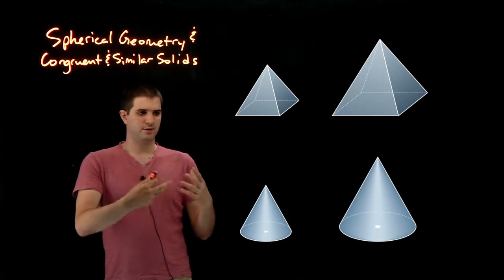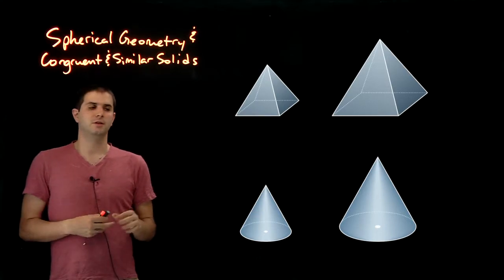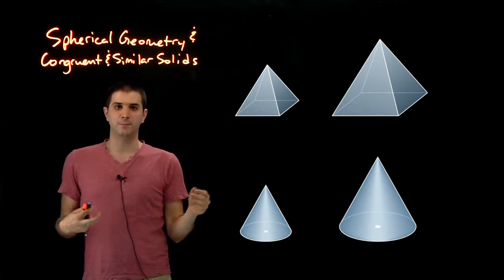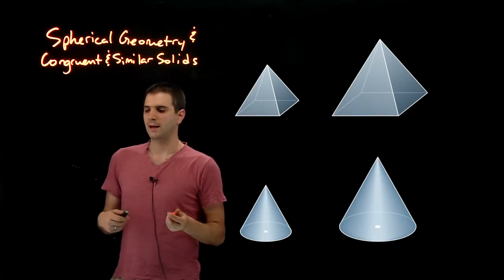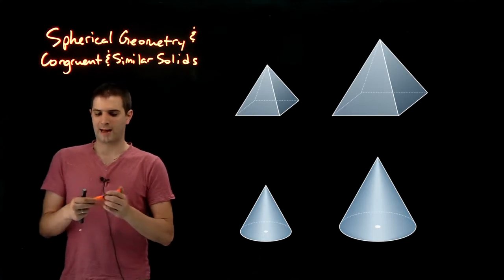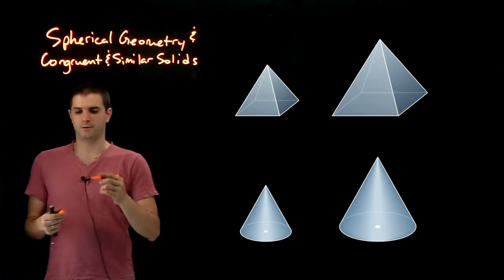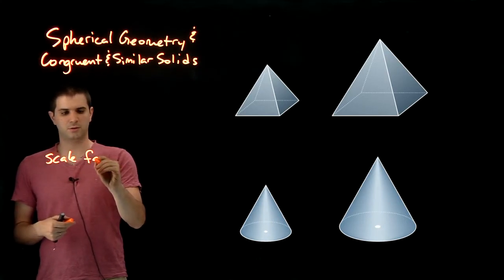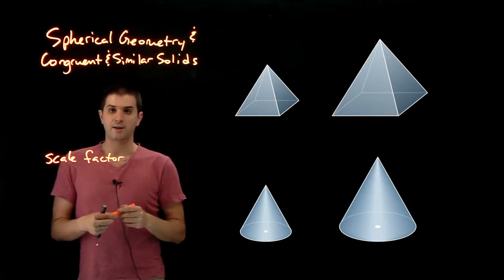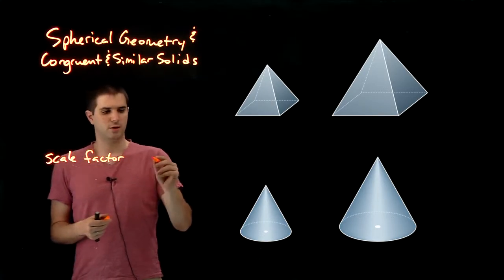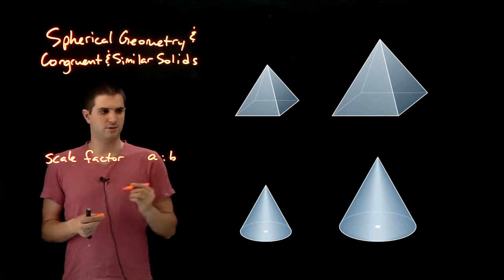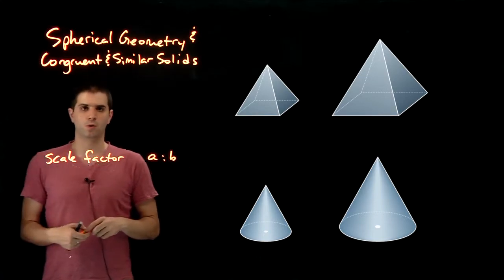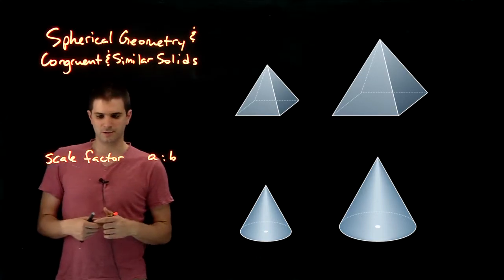So, in other words, in a layman's definition, the shape is the same, but the size is a little different. And basically, as we've been talking about similarity, we have scale factor. The scale factor of anything can be expressed as a ratio of A to B. We've been working with that a lot throughout this whole geometry video series.